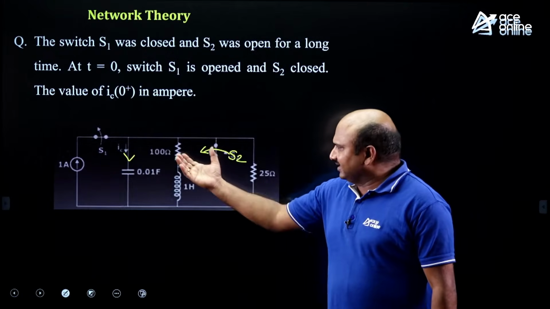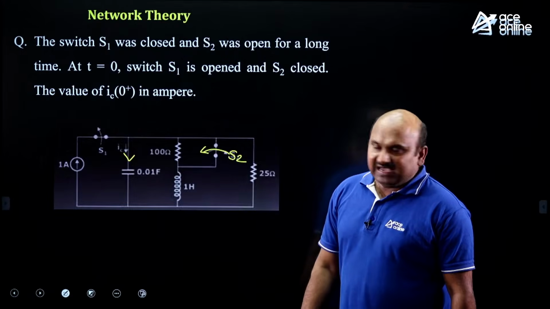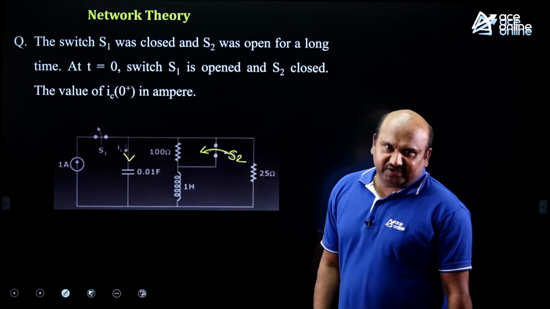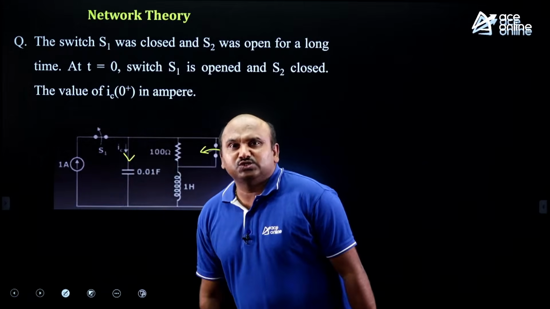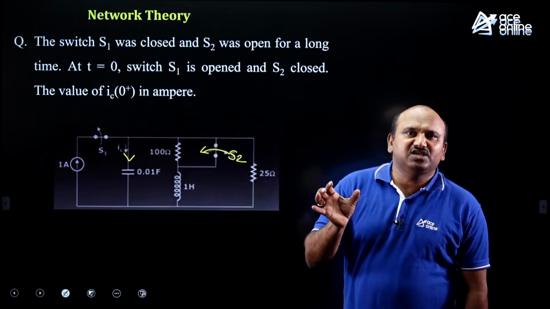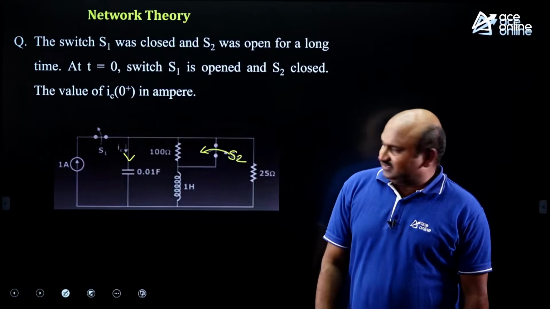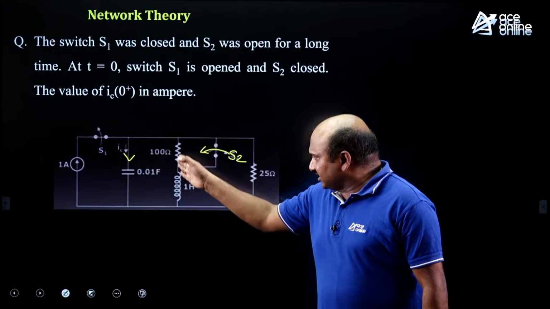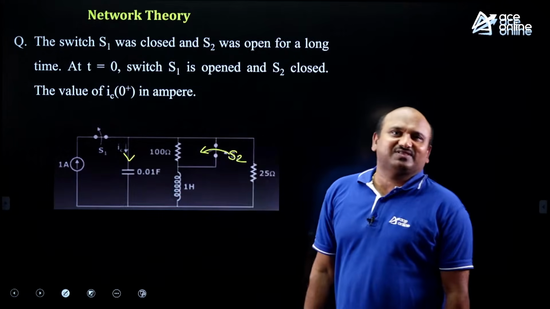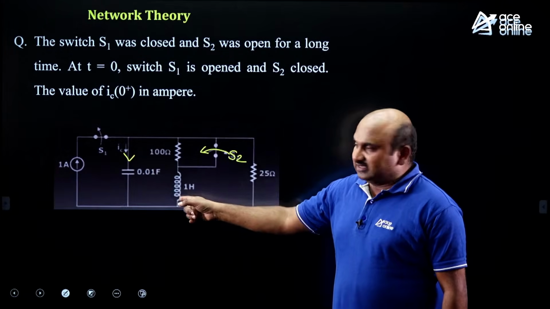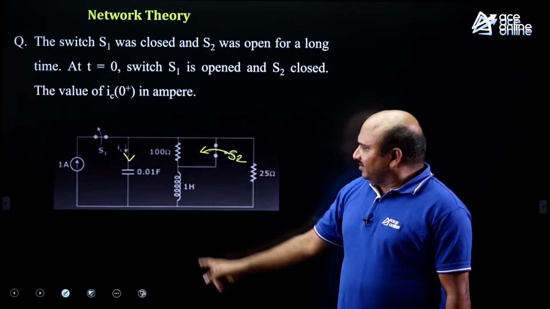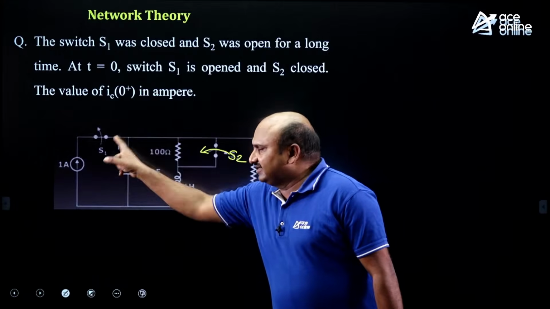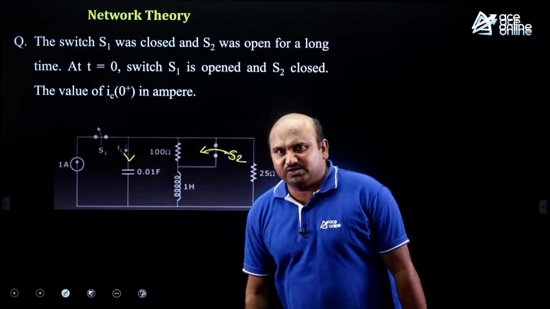To obtain the open circuit voltage, we take the voltage across the parallel combination. How much are you getting? 1 into 25 by 1 plus 25, which is 20. 20 into 1 is 20 volts. The capacitor initial voltage is 20. And what about the 100 ohm resistor current, which is the short circuit path current? That current is the initial current of the inductor. By making the short circuit here, this current you will get by the CDR, the current division principle.